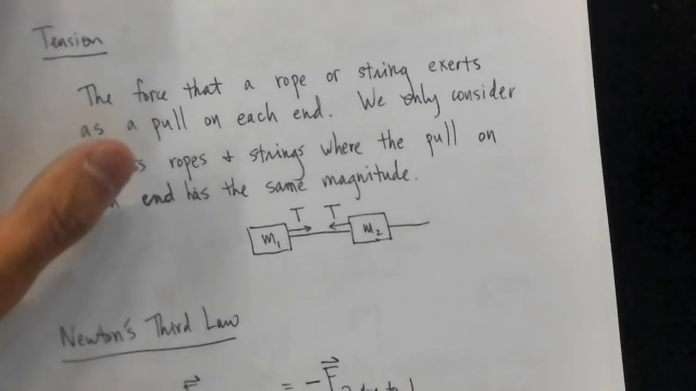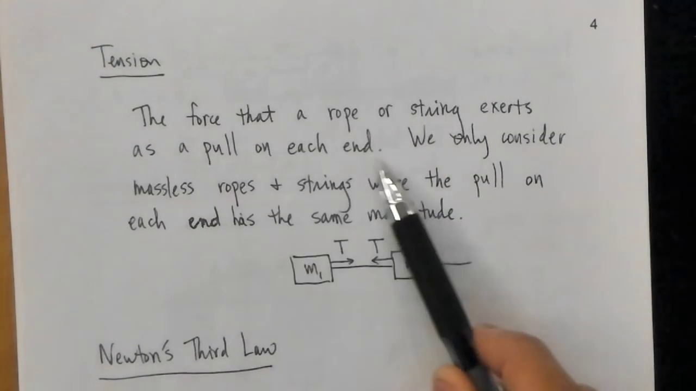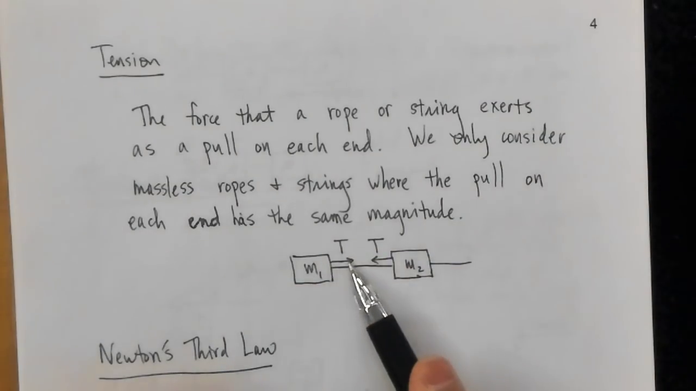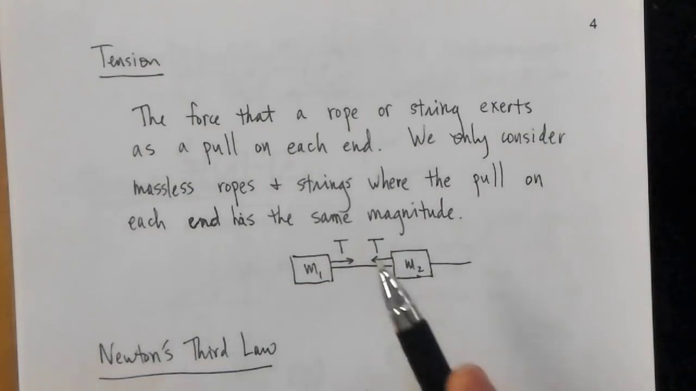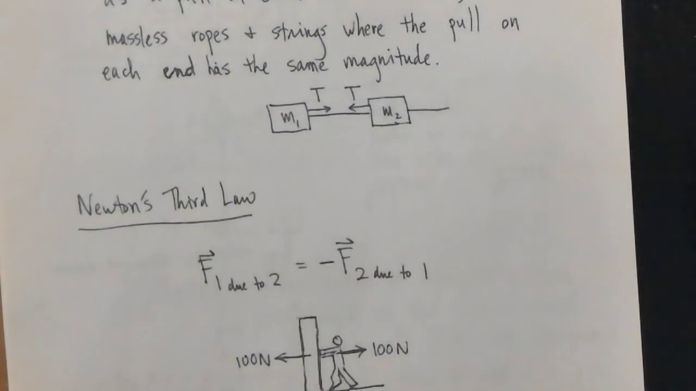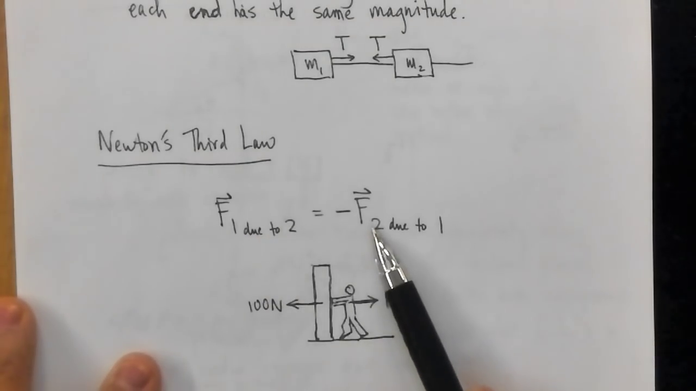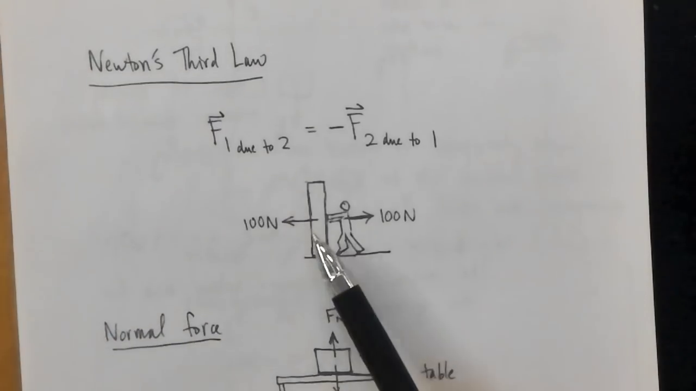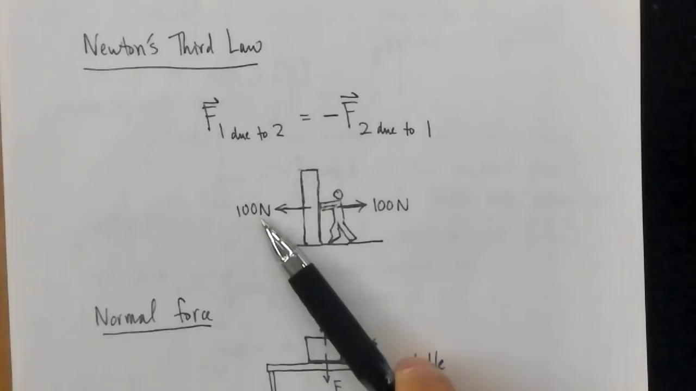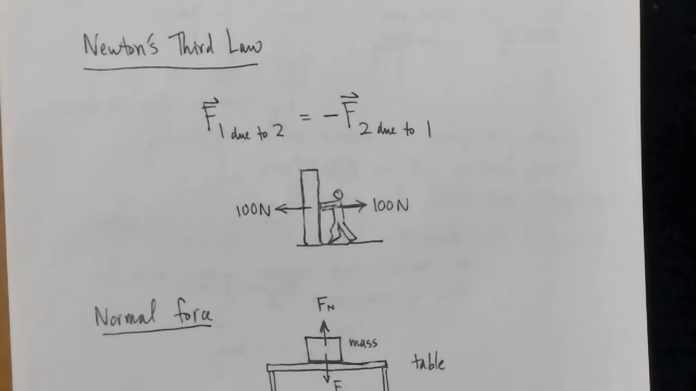Okay, now talk about tension. Tension is the force that a rope or string exerts as a pull on each end. If you look at it here, I have, let's say, two masses. We have the tension pulling this way, also the tension pulling this way. Now, Newton's third law says that the force acting on object 1 due to object 2 is equal to the force acting on object 2 due to object 1. So if somebody is pushing against the wall with a force of 100 newtons, the wall is pushing back on the person with a force of 100 newtons in the opposite direction.